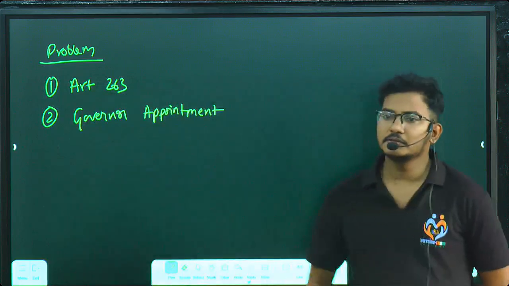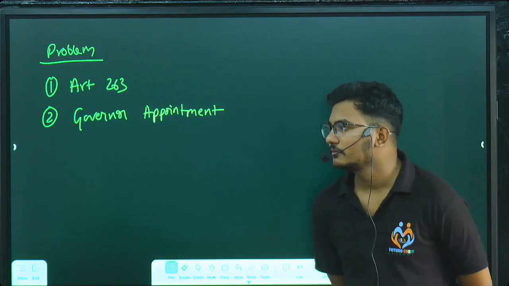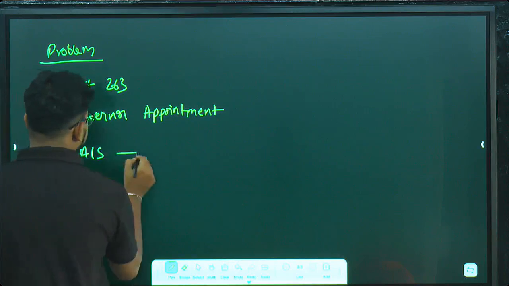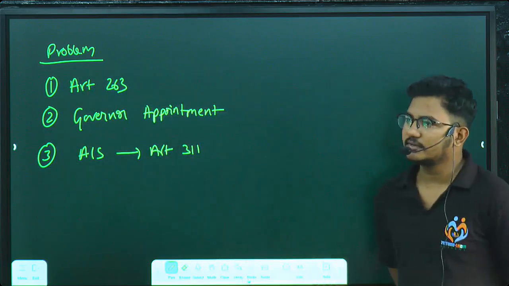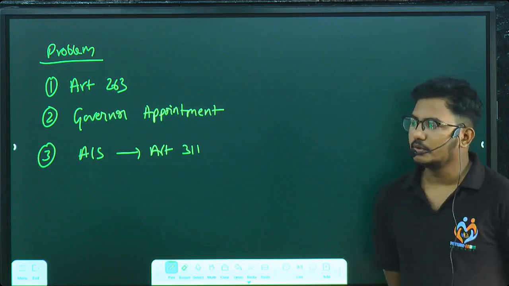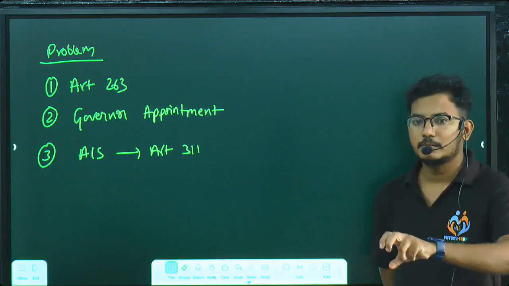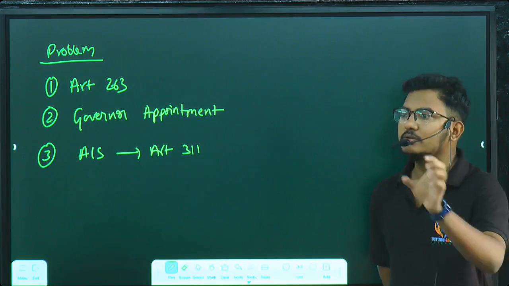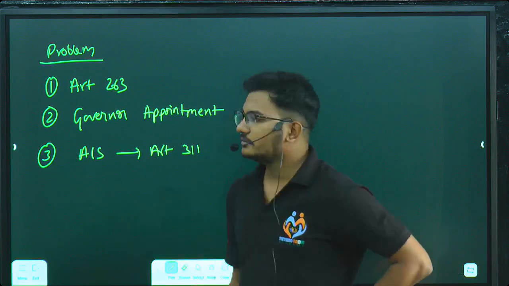Any other? All India services, Article 311, which is giving special powers to the civil servants, bureaucrats. 312 is different. 312 is giving Rajya Sabha the power to create a new All India service. 311 is giving special powers to bureaucrats, All India service administrators.